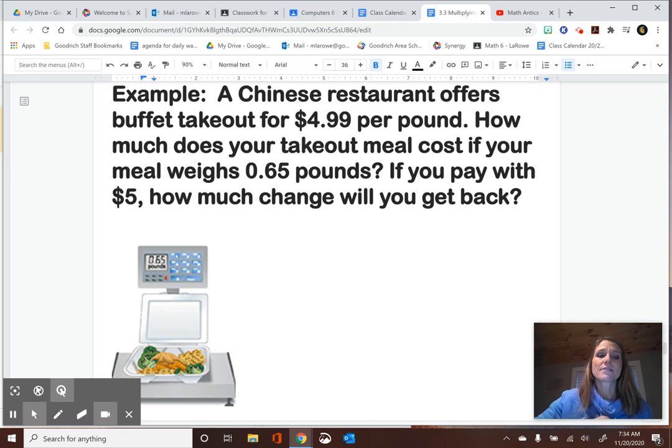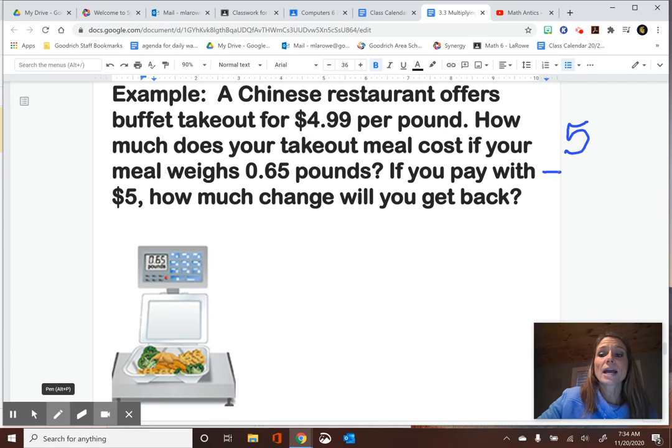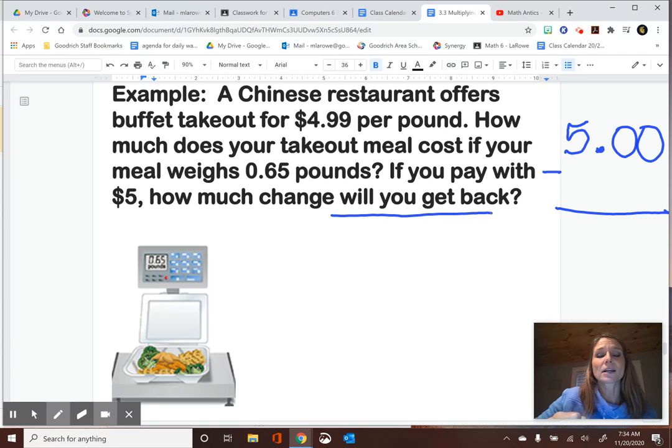So I see that my meal weighs 65 hundredths of a pound. I'm going to pay with $5. How much change will I get back? Well, it depends. How much do I owe them? So I have to first figure out how much I owe. And then I can take my payment, subtract what I owe, and then I'll know how much change I'm going to get back. So this is really a two-step equation.